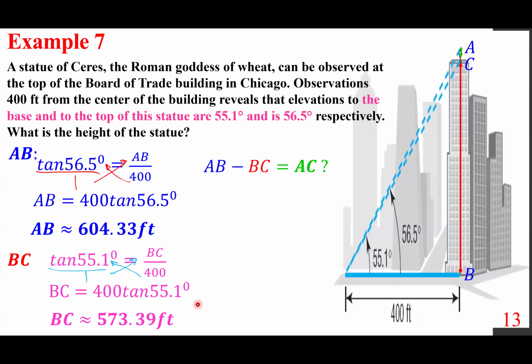So what is AC? The difference between these two numbers, everybody. We put it into a calculator, and AC is 30.94, almost 31 feet, everybody.